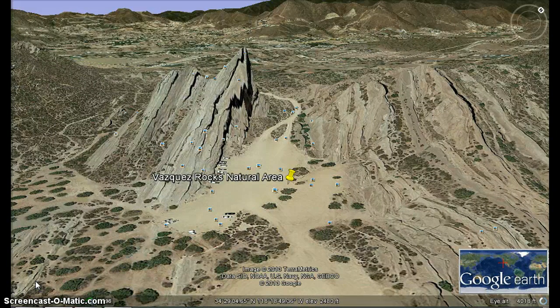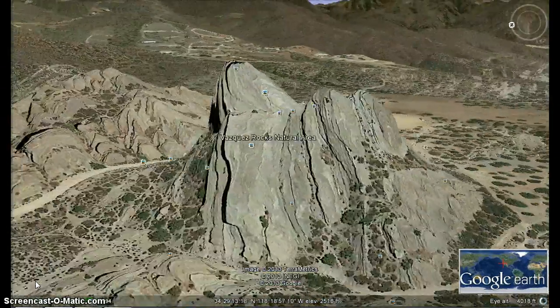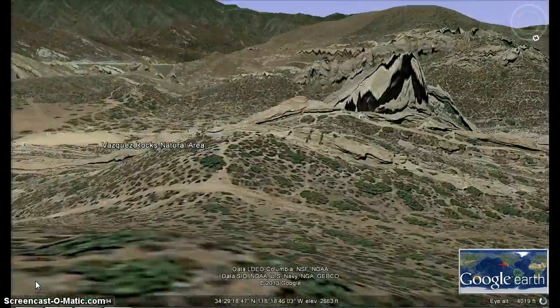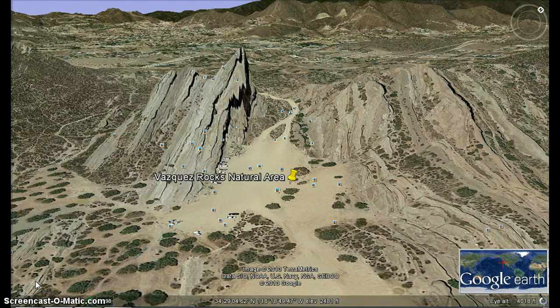The two processes that created Vasquez Rocks are plate tectonics and differential erosion. Plate tectonics has slowly compressed, folded, and uplifted this rock formation to about 45 degrees. Differential erosion of the rocks has created uneven layers.